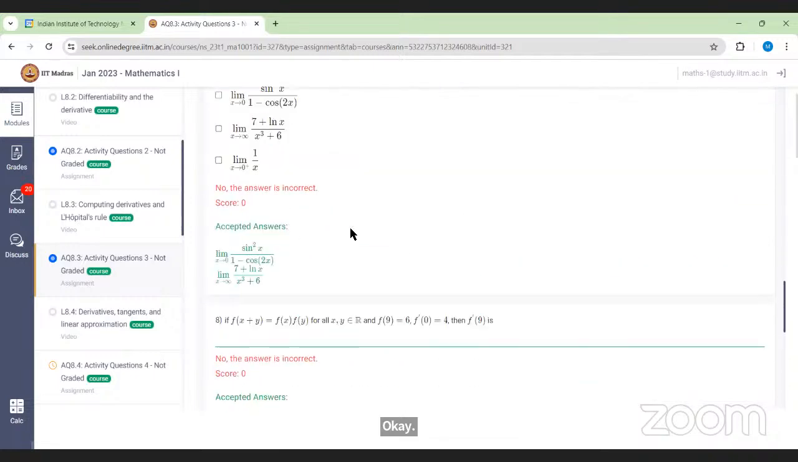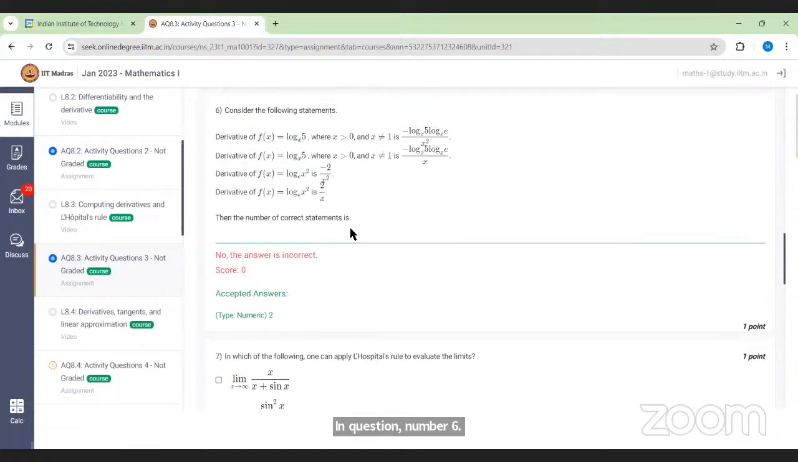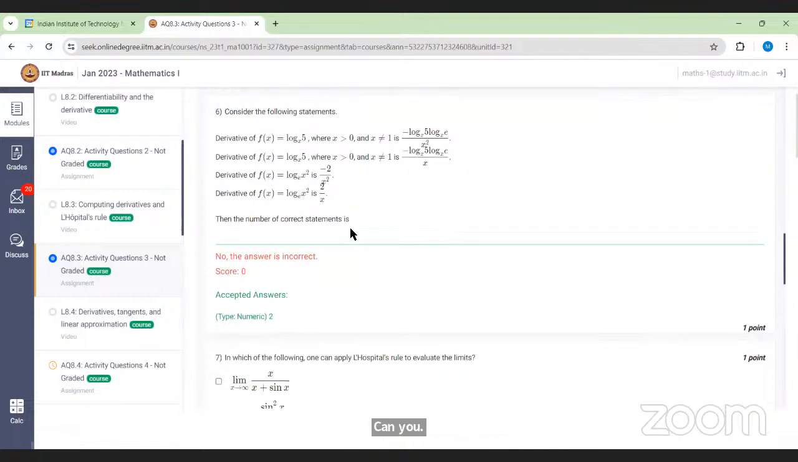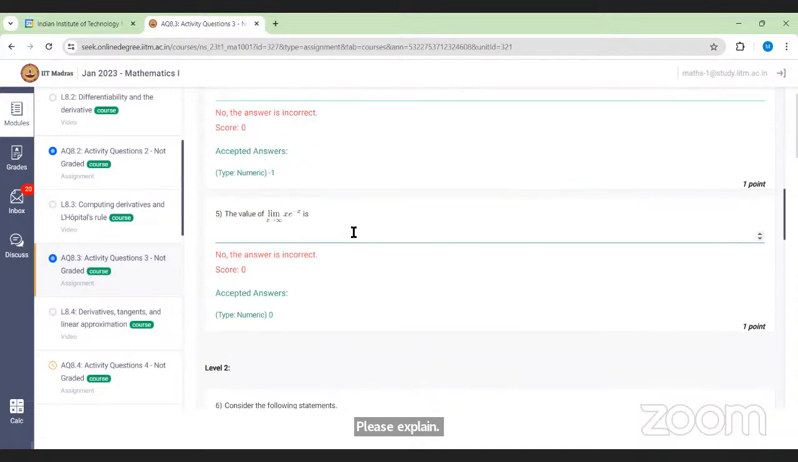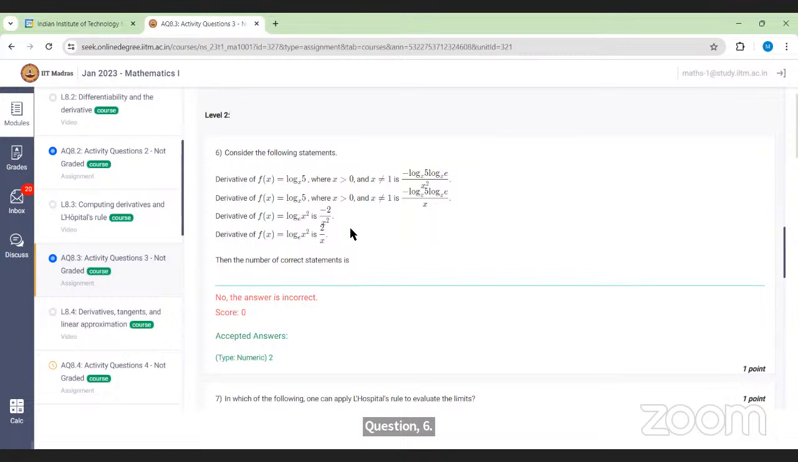Question number 8, ma'am. In question number 6, 2 statements are correct. First one is option C, and the second one, can you please explain? At which question? Question 6. Down, ma'am, this one. Consider the following statements. Ma'am, one option C is correct and the other one is which one? Which second option is correct?